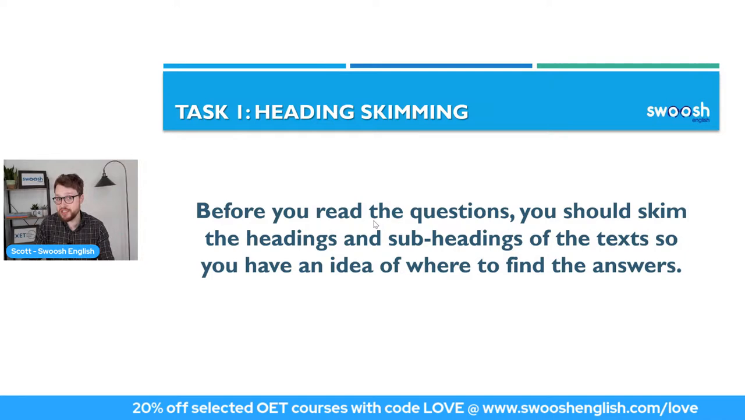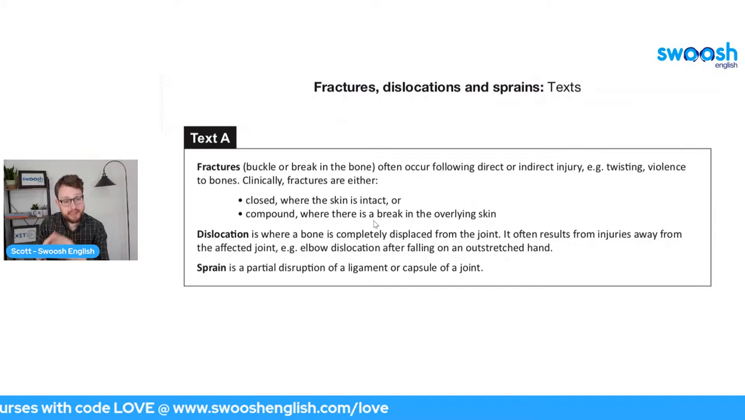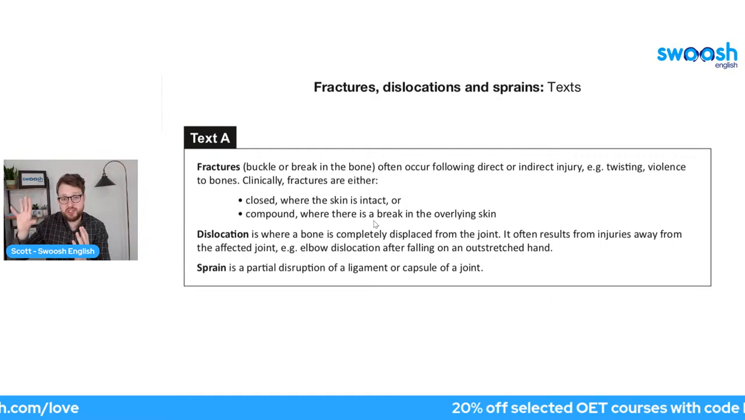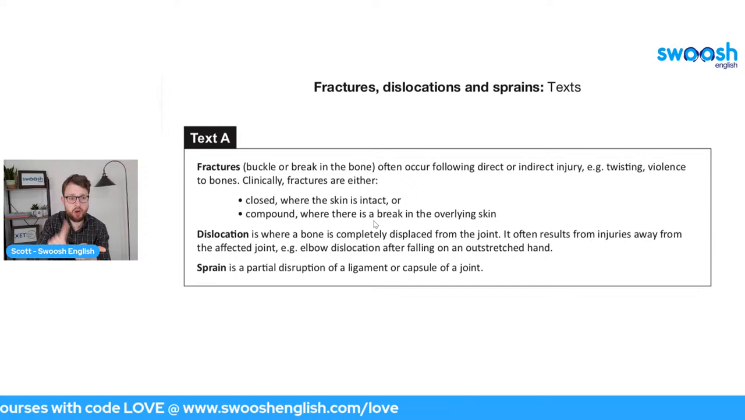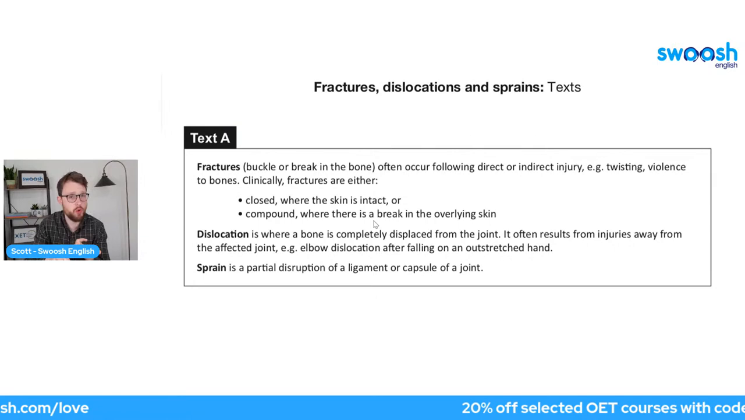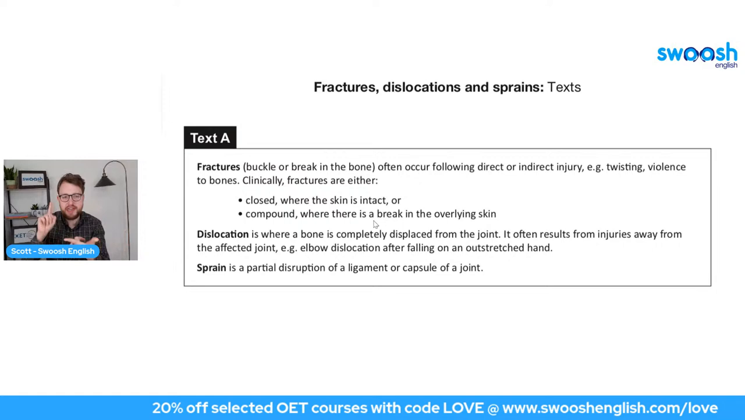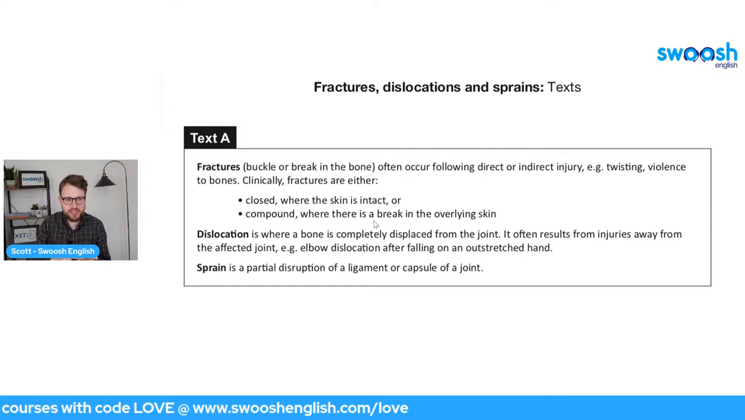So let's put this into practice. Here is an example text for text A. We're going to have a look at the topic of fractures, dislocations, and sprains today, and we're going to look at the four different sections. So guys, skim through very quickly and take a note. What are the headings? What are the subheadings? And what are the key details that you have to have? I'm going to be nice and quick with this, because you do need to be very quick in doing this. You don't have much time on this. Take a brief note of the headings and the subheadings. I'll give you another few seconds to do so before we move on to the second example.